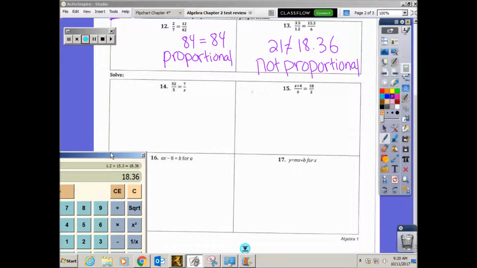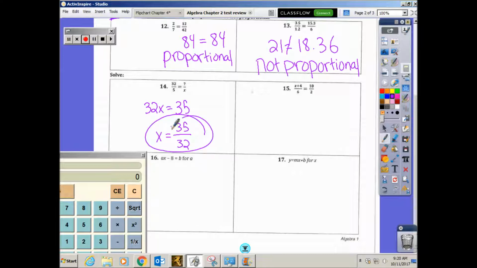For the next group, solve. So I'm cross multiplying. 32 times x is 32x. 5 times 7 is 35. I divide 35 by 32. It said at the beginning, show your answers as improper fractions. That is the correct answer. 35 over 32. This cannot be reduced.